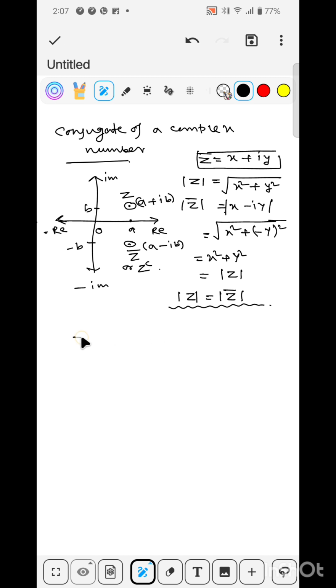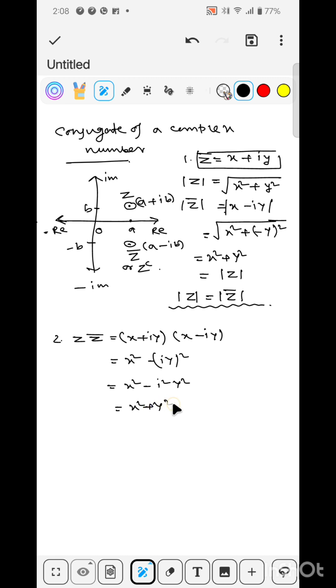And z times z bar, that means x plus iy times x minus iy. That means x square minus iy whole square. a plus b, a minus b, that means a square minus b square. That is x square minus i square y square. That is x square plus y square. That means modulus z, that square. That means z z bar is equal to modulus z square.